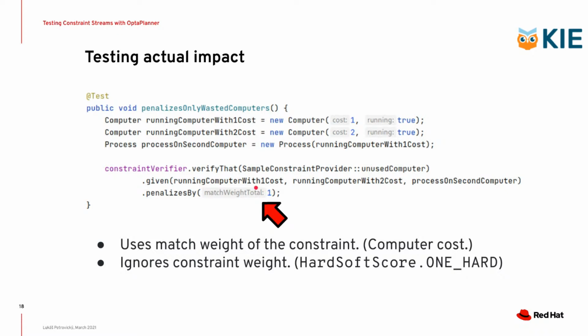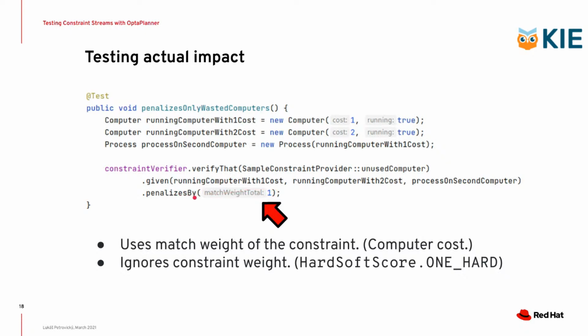I ask you to remember from the constraint that we use a match weight in the penalty of the computer cost. So the first computer will penalize by 1, and the second computer will penalize by 2. So now we check that there was a penalty by 1, which means that this computer was penalized and not this computer.